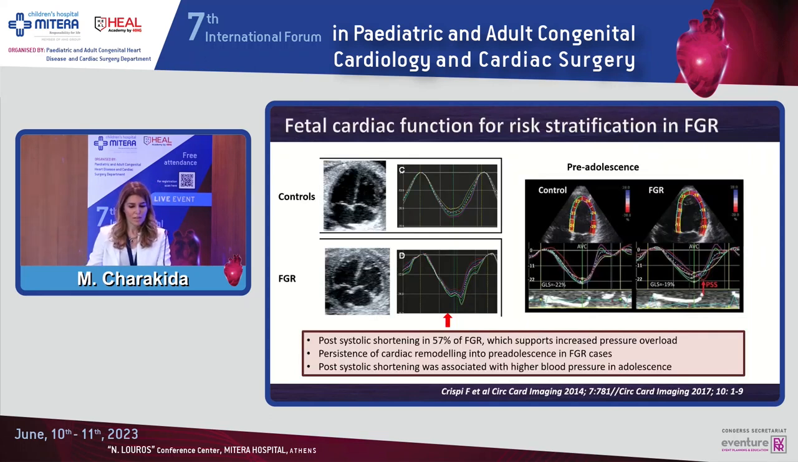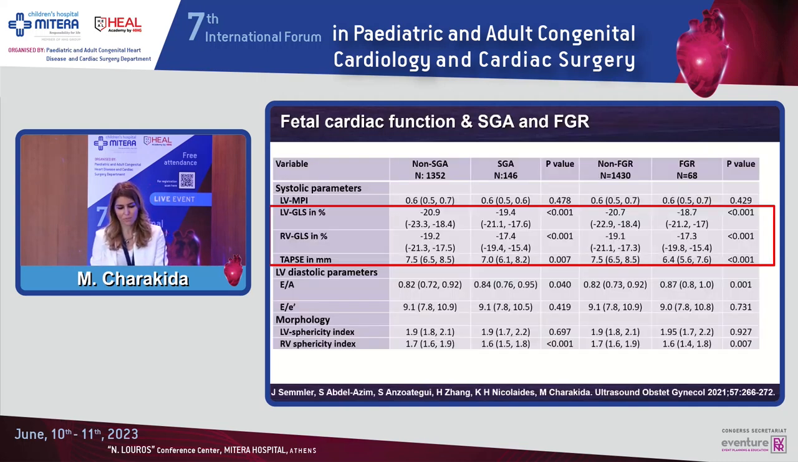We have information from a really nice study from Spain, from Fatima Crispy's group, that demonstrates that growth-restricted fetuses, which we know have increased risk for cardiovascular disease, have reduced strain in fetal life. And what was more important is that, if you see this arrow here, the post-systolic shortening, so the inefficient contraction that occurs after the closure of the aortic valve, was associated with the risk of hypertension in the adolescent period.